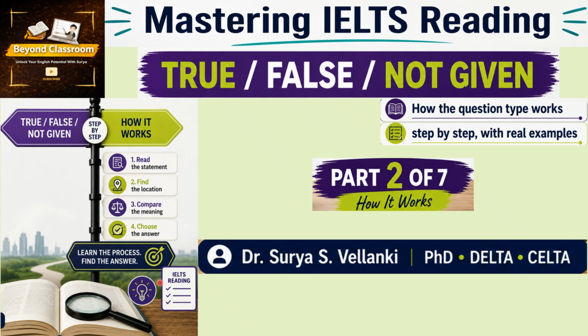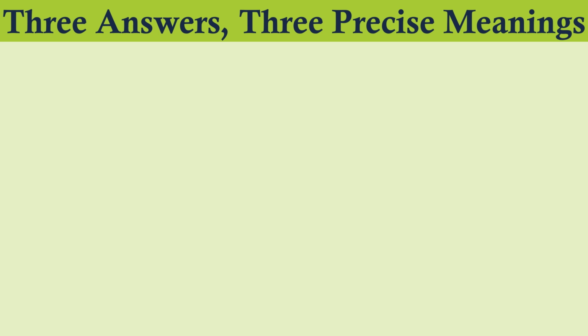Now let's take a closer look at the first question type: true, false, not given, and learn exactly how to answer it step by step using real examples. Let's get started. True, false, not given gives you three possible answers, and each one means something precise.